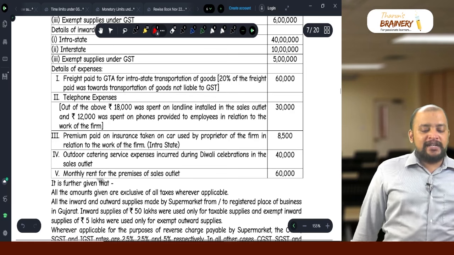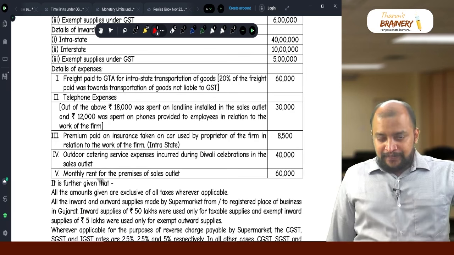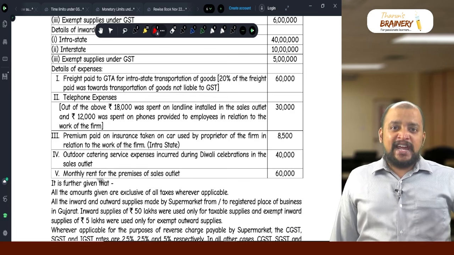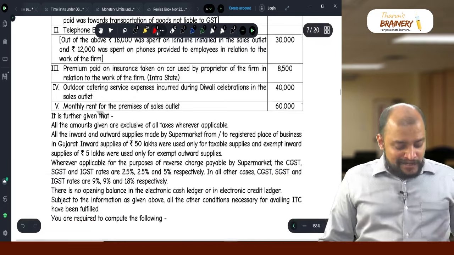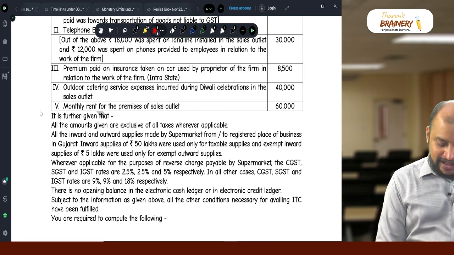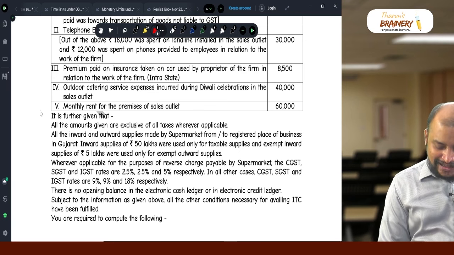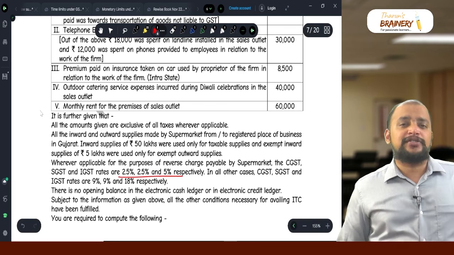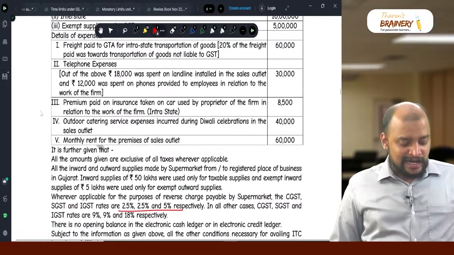Details of expenses, freight paid to GTA. So this freight paid to GTA will be under RCM because the rate of GTA given here, the transportation rate is 5%. Which means reverse charge 5%, so RCM we will take on this GTA.